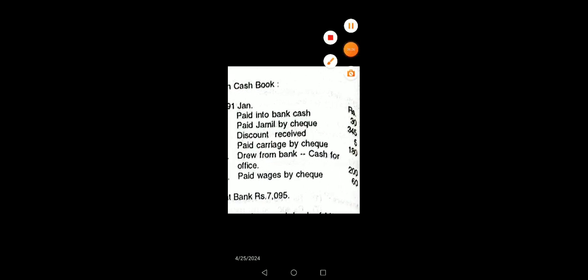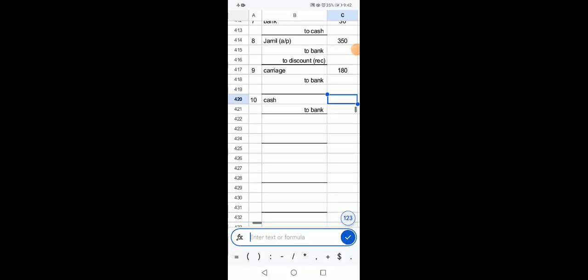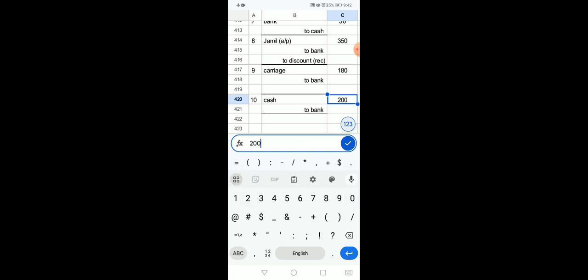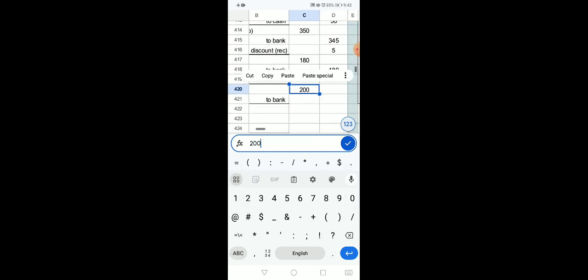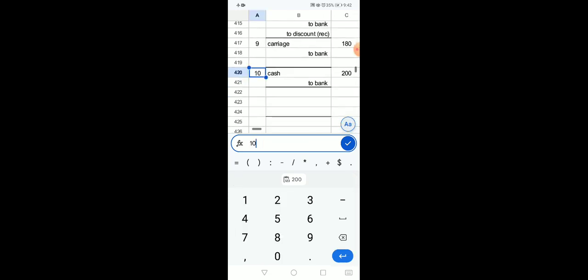Let's see how much cash is drawn in entry number 10, and that is 200. Hopefully you can see it is 200. So you are supposed to write 200 on the debit side, and the same amount you are going to write on the credit side. This way entry number 10 is completed.